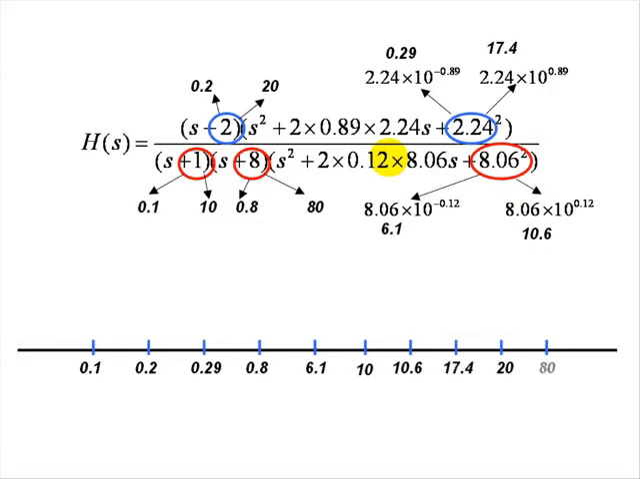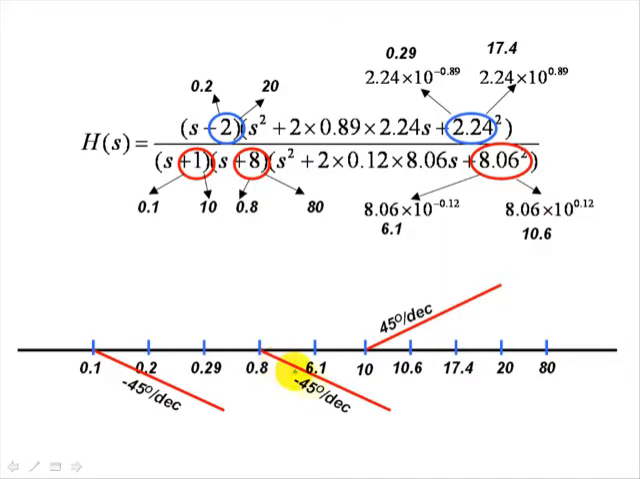Now, the pole at 1 contributes with 2 slopes, one descending at 0.1 and the other ascending at 10 radians per second. The slopes are 45 degrees per decade because this is a simple pole. The pole at 8 contributes with 2 slopes, one descending at 0.8 and the other ascending at 80 radians per second. The slopes are 45 degrees per decade because this is also a simple pole.